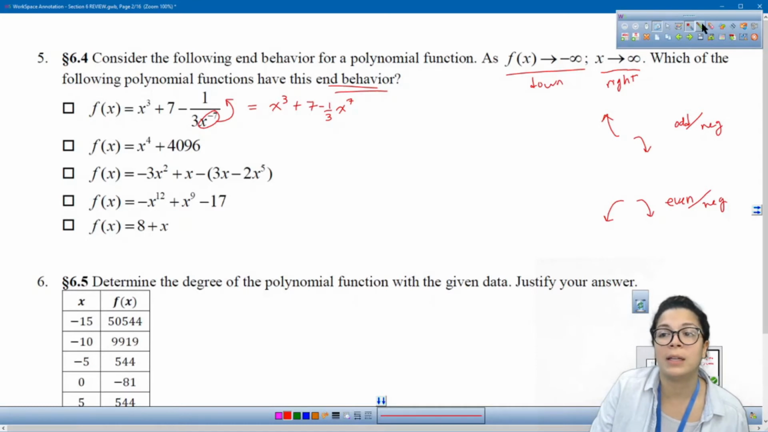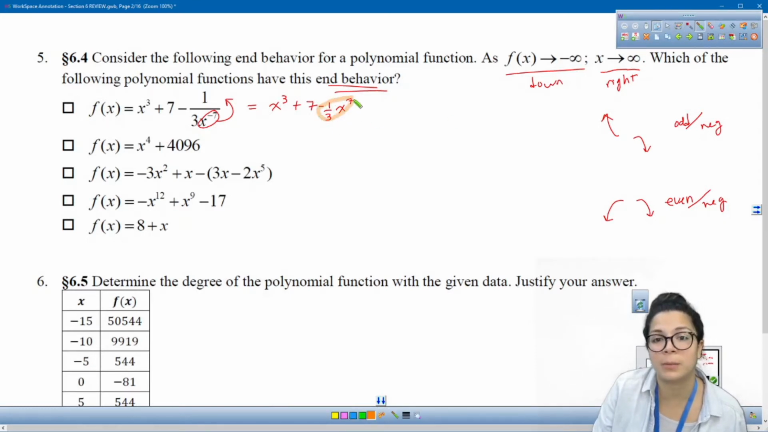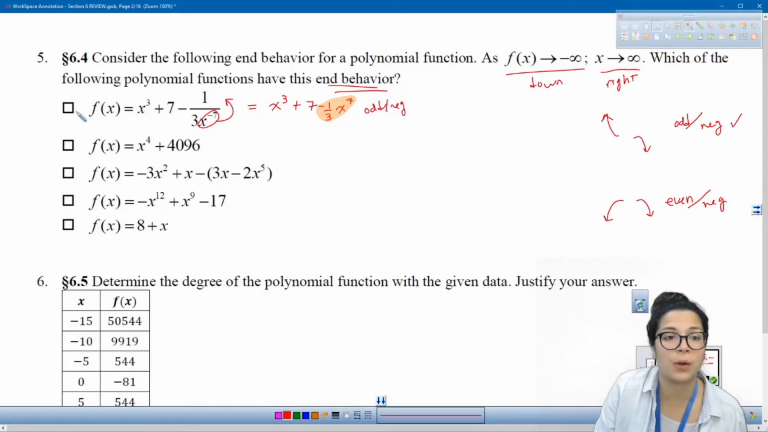So what is the leading term? The leading term, now that it's simplified, is the term with the highest exponent, which is 7. And this is odd and negative. That meets our criteria, so that is one of the answers. Moving on to the second one.